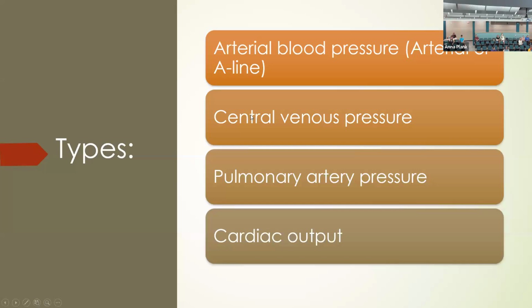But here are the three types that we're going to talk about. One is an arterial line, arterial blood pressure. One that measures central venous pressure, and one that does pulmonary artery pressure. And with all of those we are going to look at cardiac output. So those are the types that we're going to talk about today.